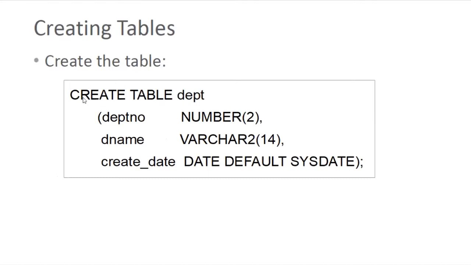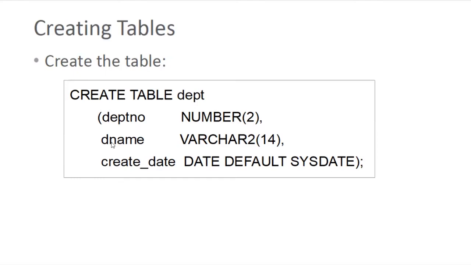So we have an example here, create table dept, where dept is your table's name. Then I have 3 column names given. Dept number is your first column name with the data type number and column width 2. It means that on this column, you can only enter numbers with a maximum of 2 characters.